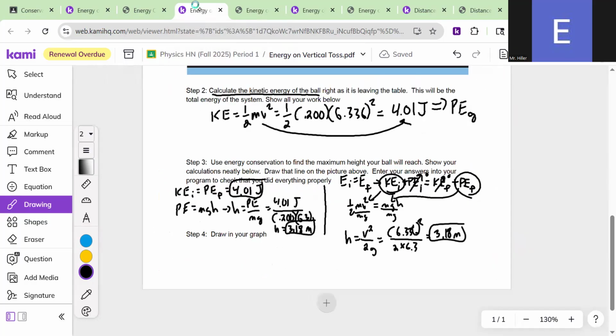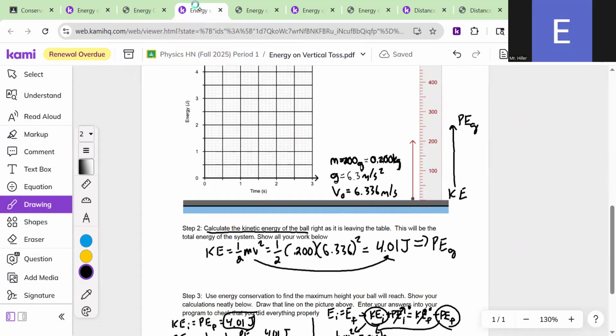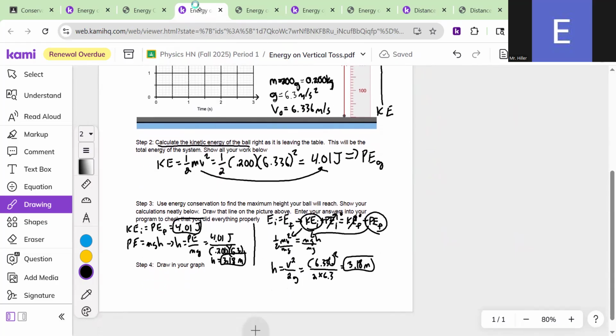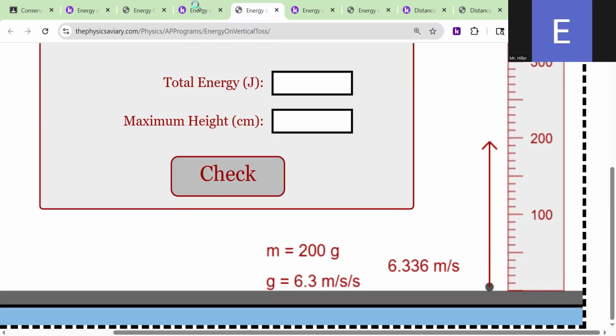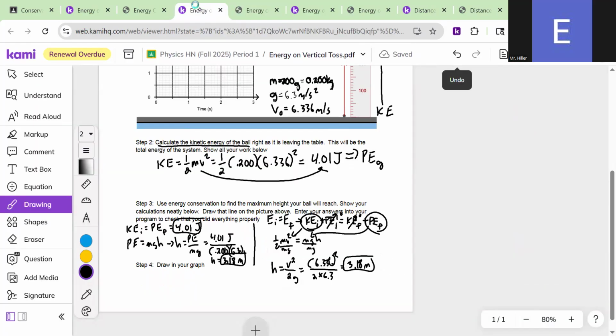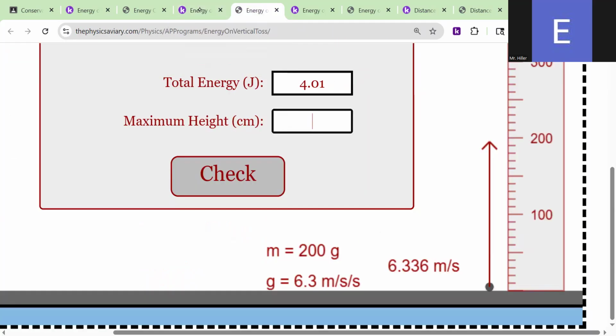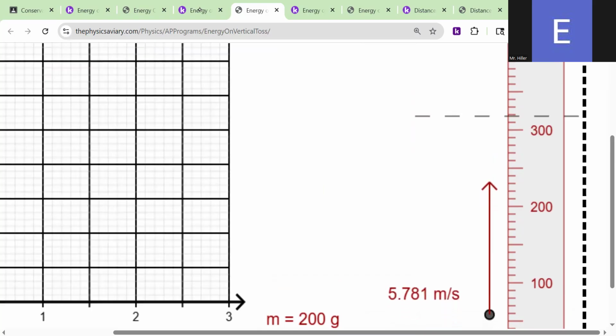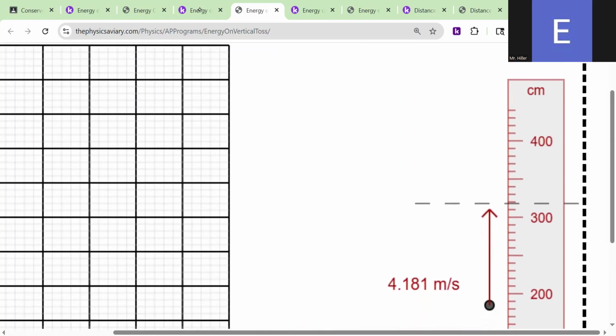And then I'll draw in my graph above once I put in my energies here and see if I was able to get this right. So my energy is about 4.01 joules. And my maximum height, I found it in meters. That would be 318 centimeters is what I have to enter into the program. I have to move the decimal 2 places to the right. And then it's going to fire the ball to its highest point, and when it stops, when the velocity equals 0, it's going to check and see if your prediction was right.